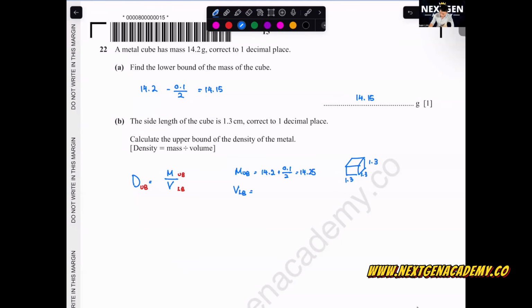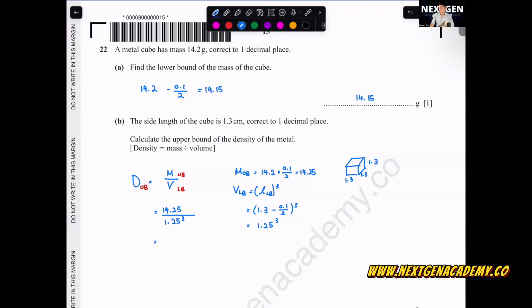Volume, lower bound. Okay, this is volume. So volume is length cubed. We will take length lower bound cubed. What's the length lower bound? 1.3 minus 0.1 over 2, cubed. We'll get 1.25 cubed. We now put into the formula 14.25 over 1.25 cubed.